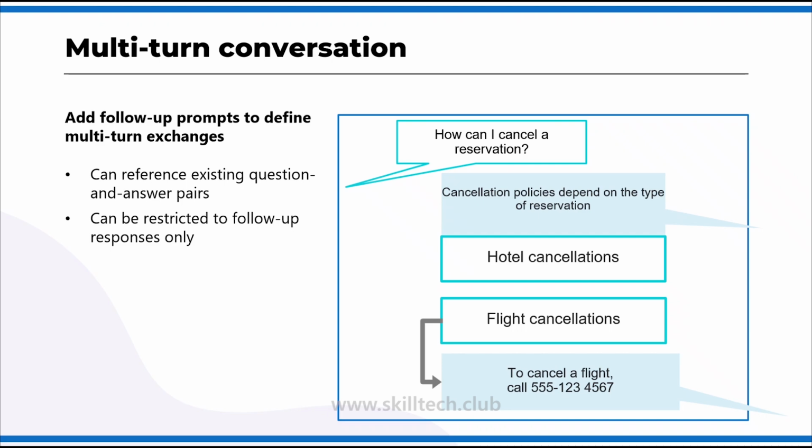So what kind of reservation have you made? Is it a hotel reservation that you want to cancel, or is it a flight cancellation you are proceeding with? And then it is telling you that to cancel a flight, you can just call this number, something like that. And that's the follow-up response which you have given.